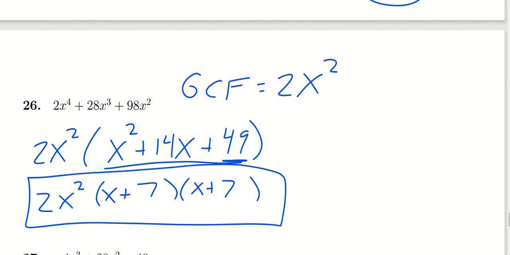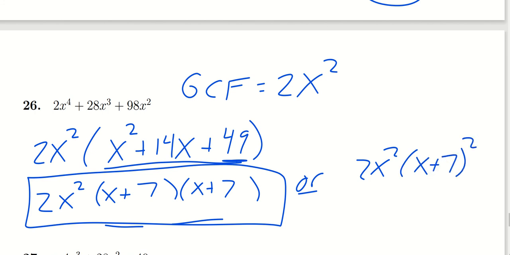Okay. So you can write your answer like this. You could even note that our two factors are repeated. So you could also write it as 2x squared times x plus 7 squared as well.